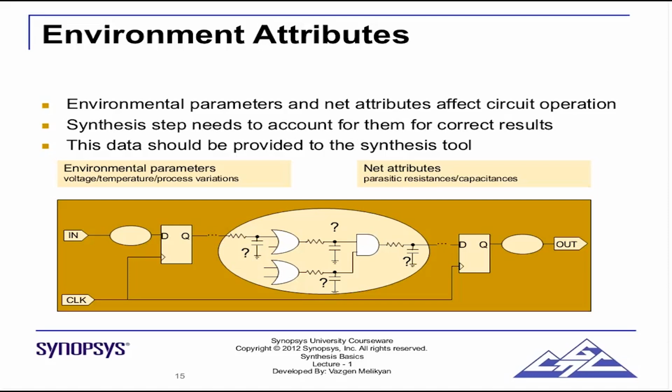One thing which we know for sure is the environmental parameters. That is, we know that a design should work at a particular voltage, temperature, and some process variations. The net attributes, the parasitic resistance and capacitance, are at best estimates at the point of synthesis, but we should provide something. It should not be taken as zero. It will be inaccurate. So the environment parameters are a very interesting concept.